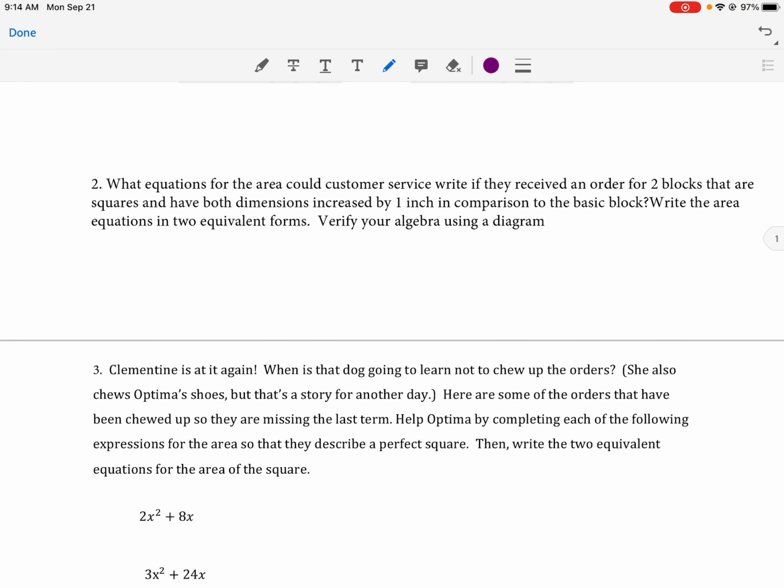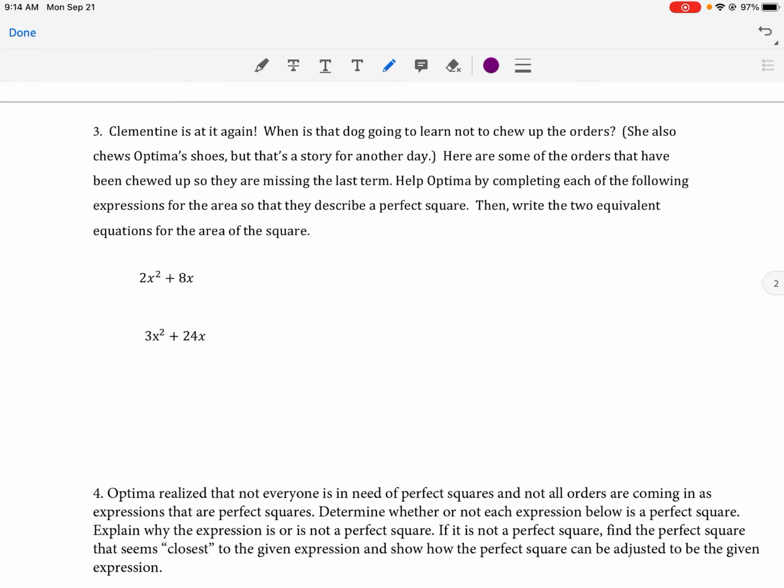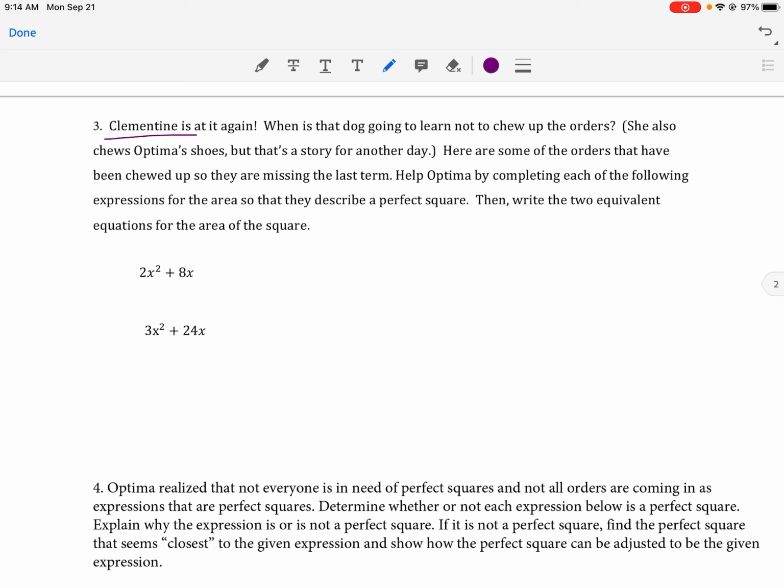Now we're going to do one based on just words. We're looking at 2 blocks that the dimensions are increased on both sides by 1. So here we have x plus 1 squared. We are dealing with 2 of those blocks, and that's what our equation would be there. All right, now Optima's dog Clementine has decided to chew up some of the orders, and we are missing this part right here of our equation. So now we need to figure out what we need to do to get in there.